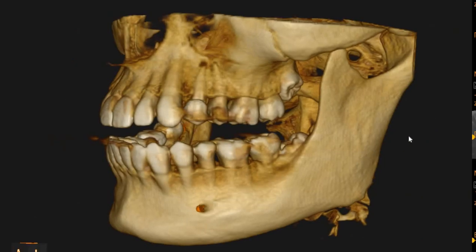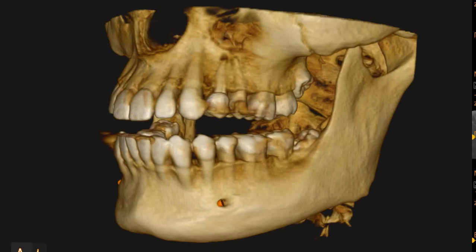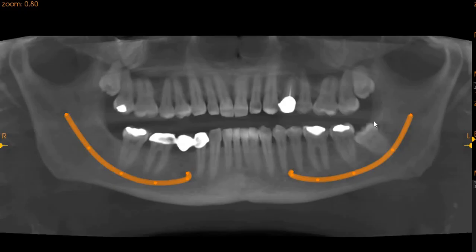This is the CBCT of the patient that you had requested. The area of interest is the lower left wisdom tooth. On the panoramic view, you can clearly see that the lower left wisdom is impacted and the inferior alveolar nerve is in close proximation to the apex.